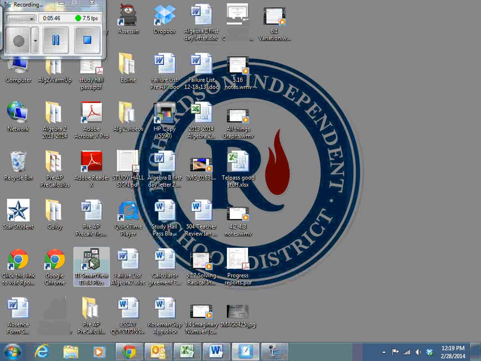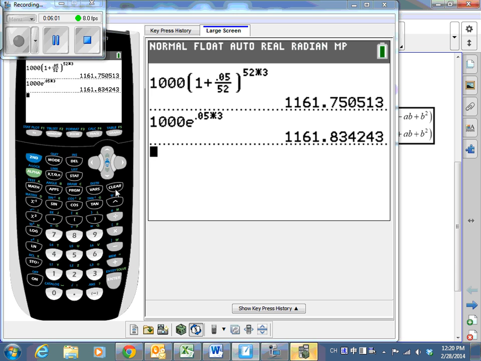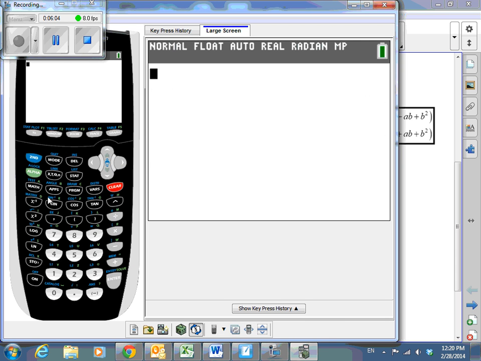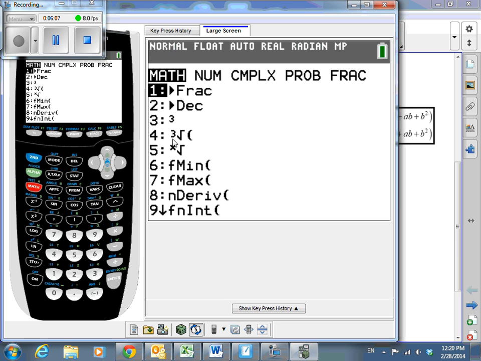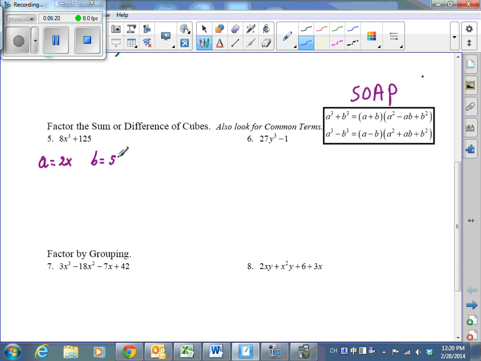To find the cubic root, give me a second while my calculator comes up. To find the cubic root, you type 125. Do you have the old or the new software? I have the new one. With the old one, I think all you have to do is press math, and cube root is number 4. So math 4, and if I'm looking for the cube root of 125, it gives me 5. Now, let's go back to this. So you got the 5, you got the 2x, and the sign in between is plus. So the first parenthesis, will it have a plus or the minus?